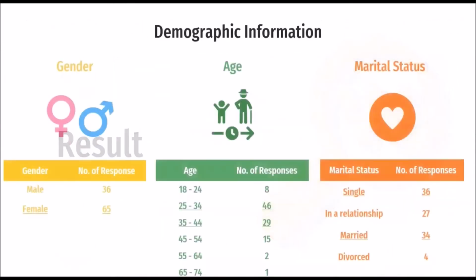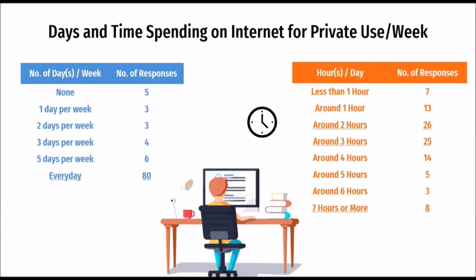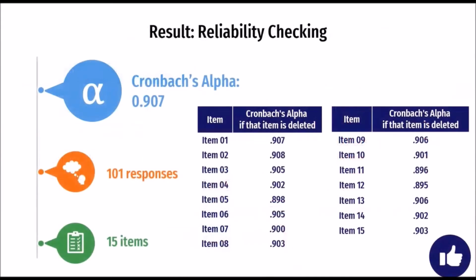In our 101 valid responses, the majority of respondents are females aged 25 to 44, and in a romantic relationship, including the married ones. Most of our participants use the internet every day. Half of respondents are using the internet 2 to 3 hours per day, but we still find 8 people using the internet over 6 hours. For reliability, a Cronbach's alpha of 0.907 suggests an excellent internal consistency of IDS-15.